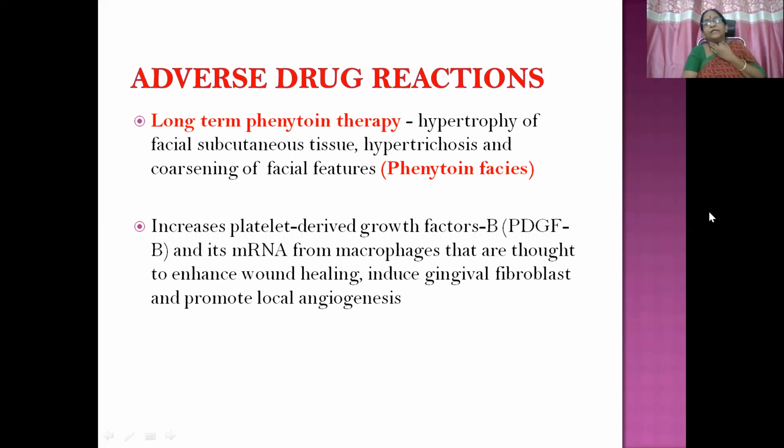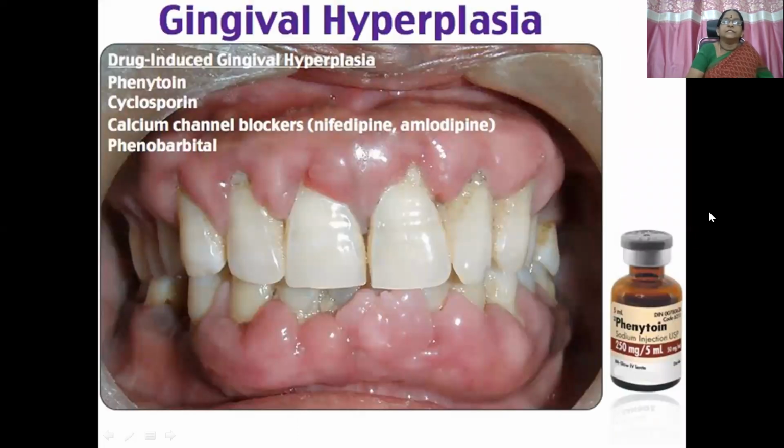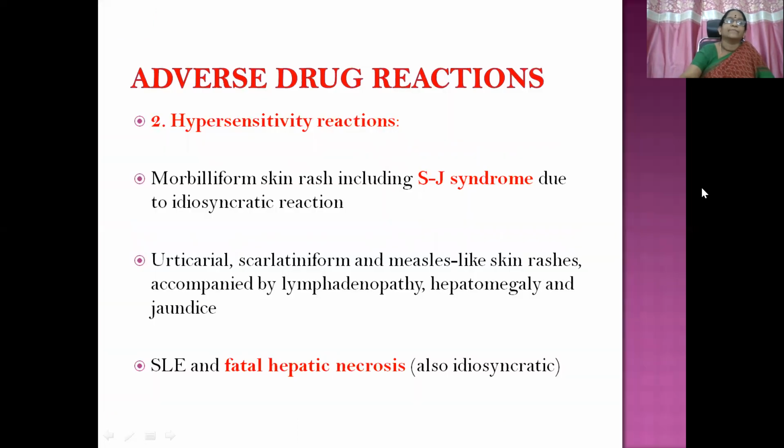And there is a possibility of increased platelet-derived growth factor B and its mRNA from macrophages that enhance wound healing, induce gingival fibroblasts, and promote local angiogenesis. So this is gingival hyperplasia. The other drugs which induce gingival hyperplasia are cyclosporine, calcium channel blockers like nifedipine, amlodipine, and phenobarbital. So many are there, but I have given just a few. Okay. So this can be a 2 marks question for undergraduate students and for viva for both UGs and PGs.